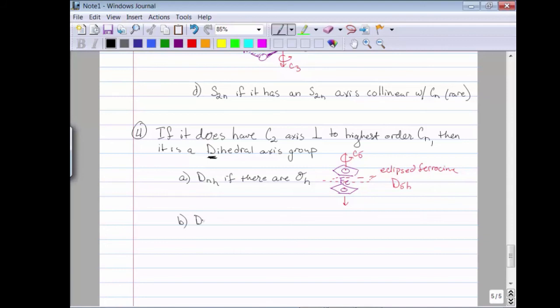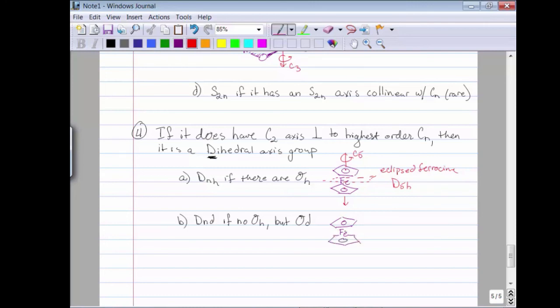It's a Dnd if there's no sigma h, but you have a sigma d. And remember, sigma ds are, if you see a sigma v in the dihedral group, it's actually a sigma d. So an example of this is staggered ferrocene. So this is ferrocene staggered.